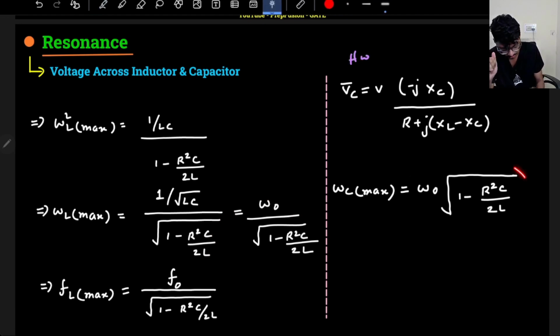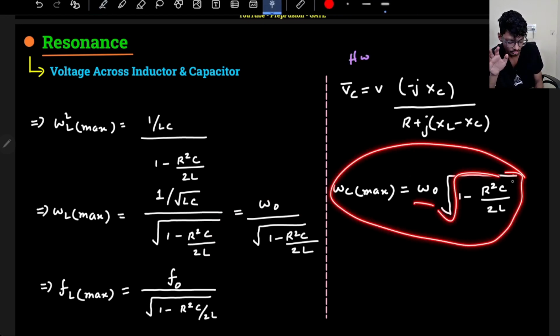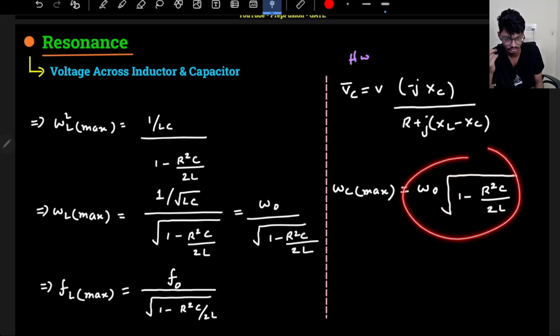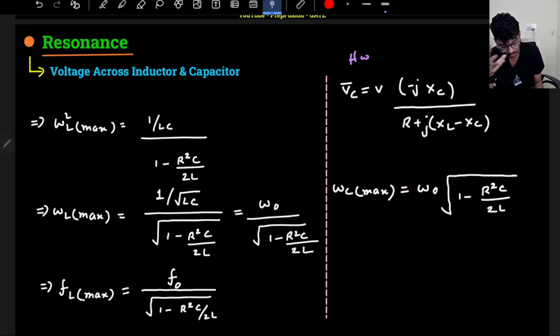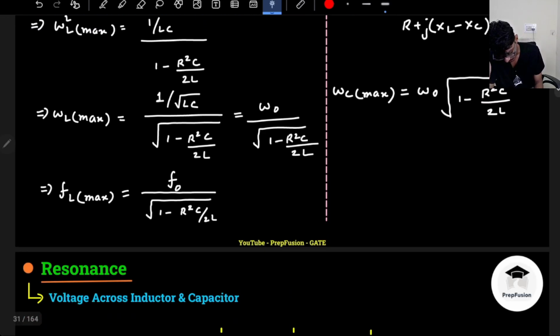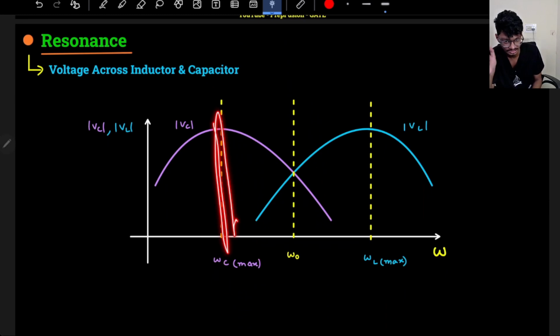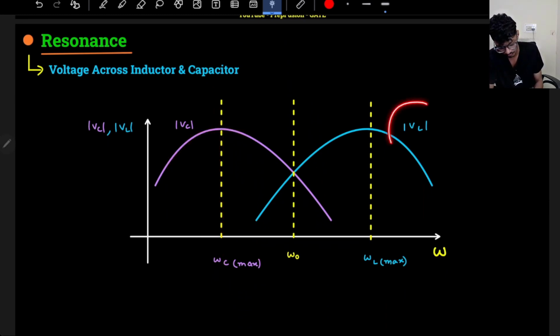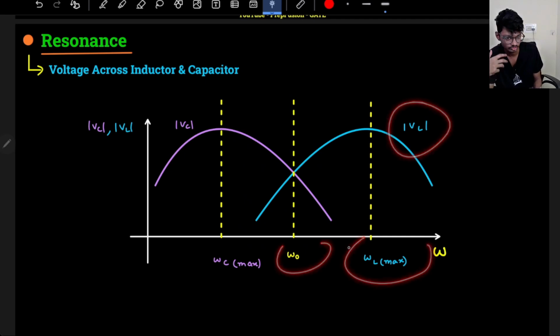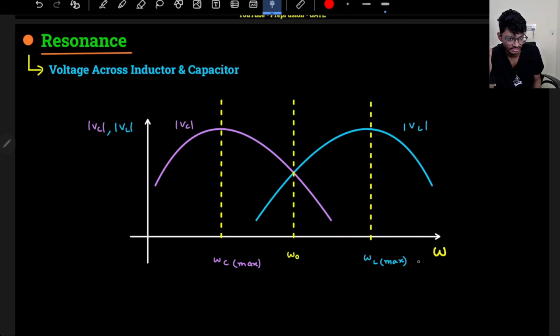For the capacitor, I will tell you the final result. It will come out to be omega naught into under root 1 minus R square C by 2L. This will be the final result. So ultimately, omega C max will happen here, because at this point the capacitor voltage will be maximum for a certain frequency, and V L max will happen later, after omega naught, because after omega naught the circuit behaves as inductive, before omega naught the circuit behaves as capacitive. These are the different frequencies, and this is the omega naught frequency.